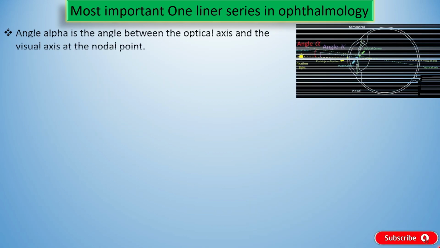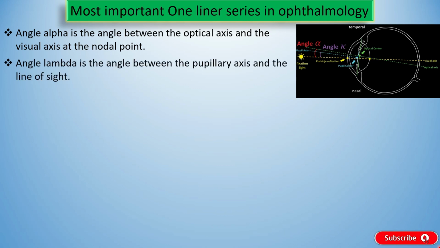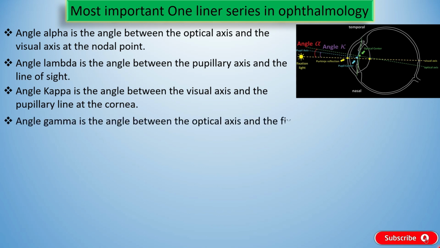Angle alpha is the angle between the optical axis and the visual axis at the nodal point. Angle lambda is the angle between the pupillary axis and the line of sight. Angle kappa is the angle between the visual axis and the pupillary line at the cornea. Angle gamma is the angle between the optical axis and the fixation axis at the center of rotation of the eyeball.